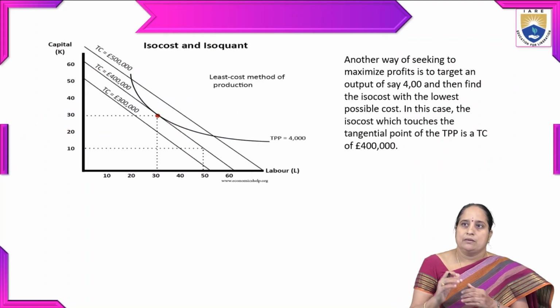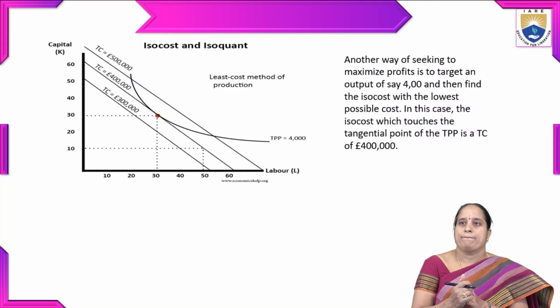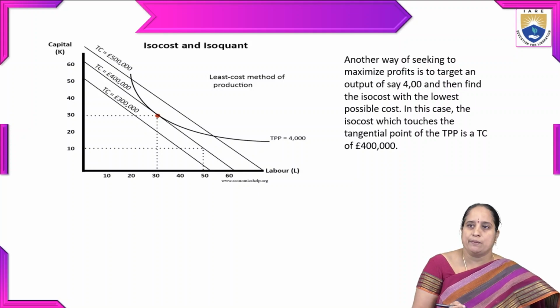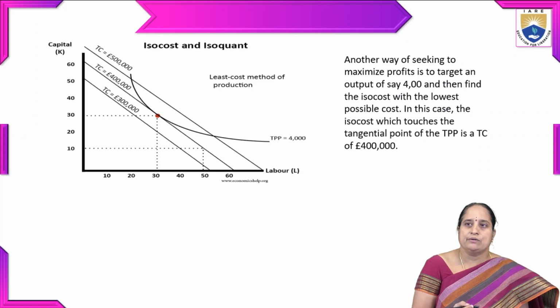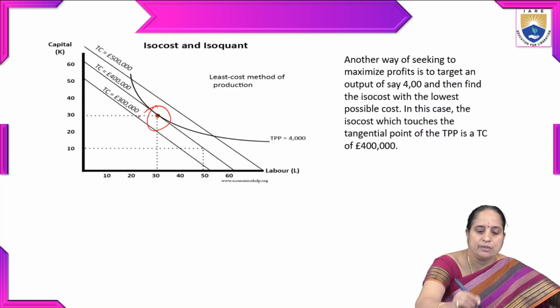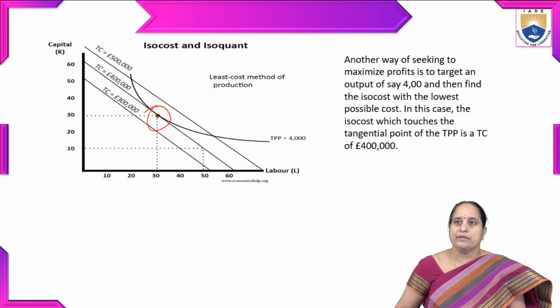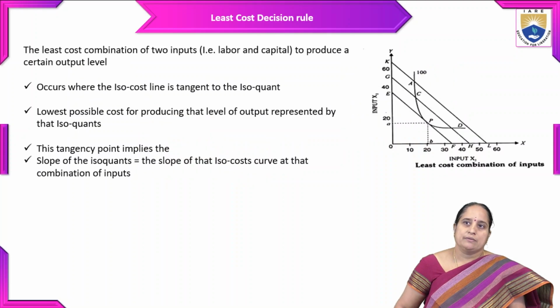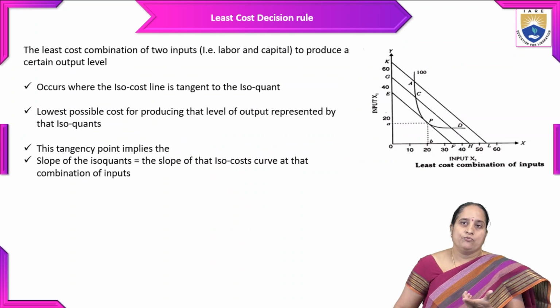Another way of seeking to maximize profits is to target an output, say 4,000, and then find the isocost with the lowest possible cost. In this case, the isocost which touches the tangential point of the TPP is a TC of 400,000 pounds. So this is a point where both become equal, and this is the tangential point where the manufacturer can go with the least cost combination.